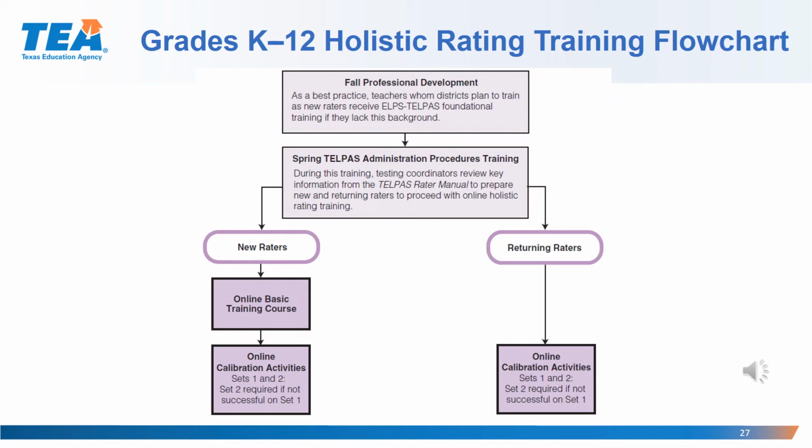There are 2 sets of calibration activities. For 2nd through 12th, each set contains 10 writing collections. Raters successful on the first set do not calibrate further. Only individuals who do not rate accurately enough on the first set will complete the second set. Individuals not successful on the second set will either not be used as raters, a district decision, or will be provided rater support in accordance with test administration regulations.